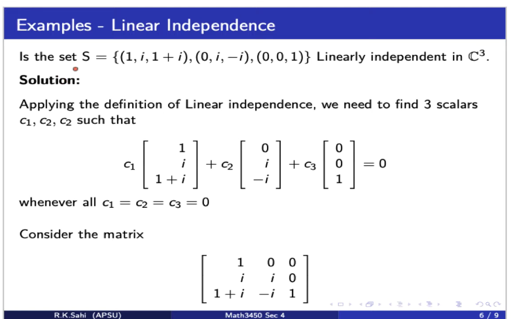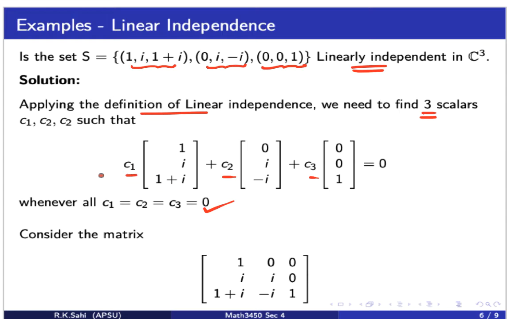Okay, the question is: the set {(1, i, 1+i), (0, i, -i), (0, 0, 1)}, clearly these are vectors in C3. Is it linearly independent in C3, because these elements have 3 rows? So what we are going to do is apply the definition of linear independence. When applying the definition, remember we need to find 3 scalars such that this linear combination is 0, but with a very specific condition that all the scalars c1, c2, c3 have to be 0.